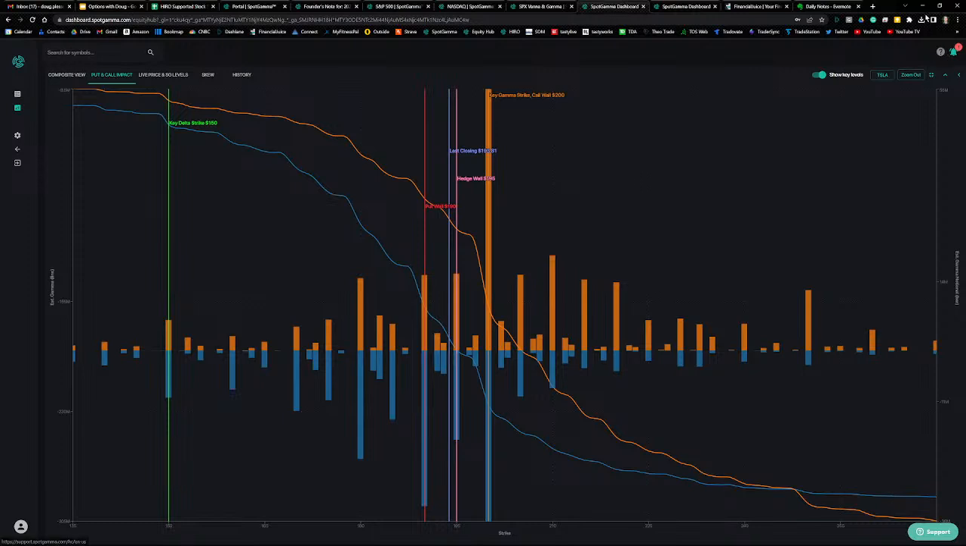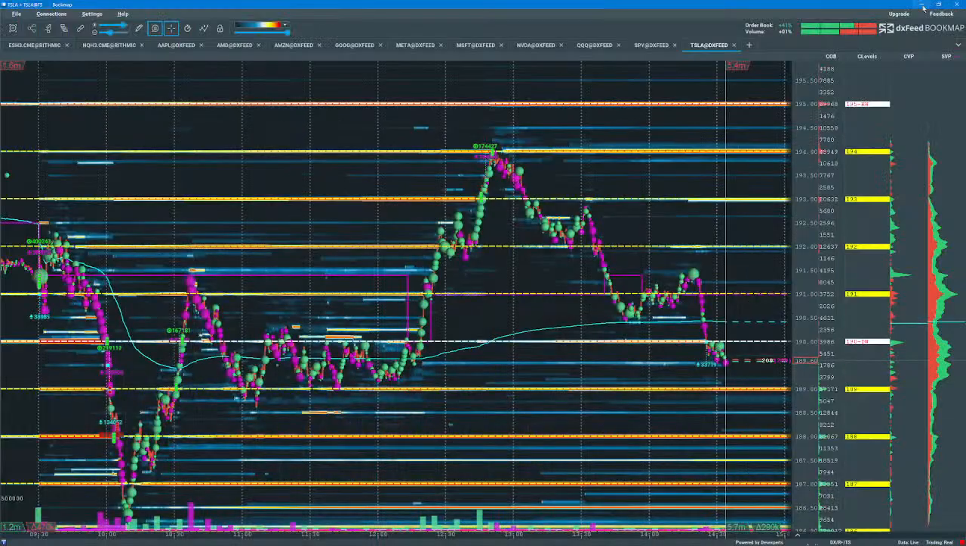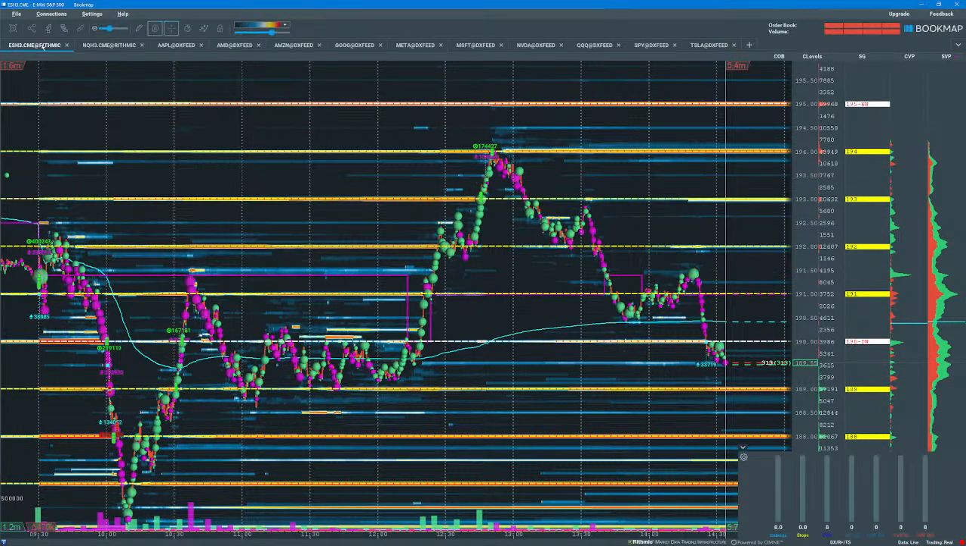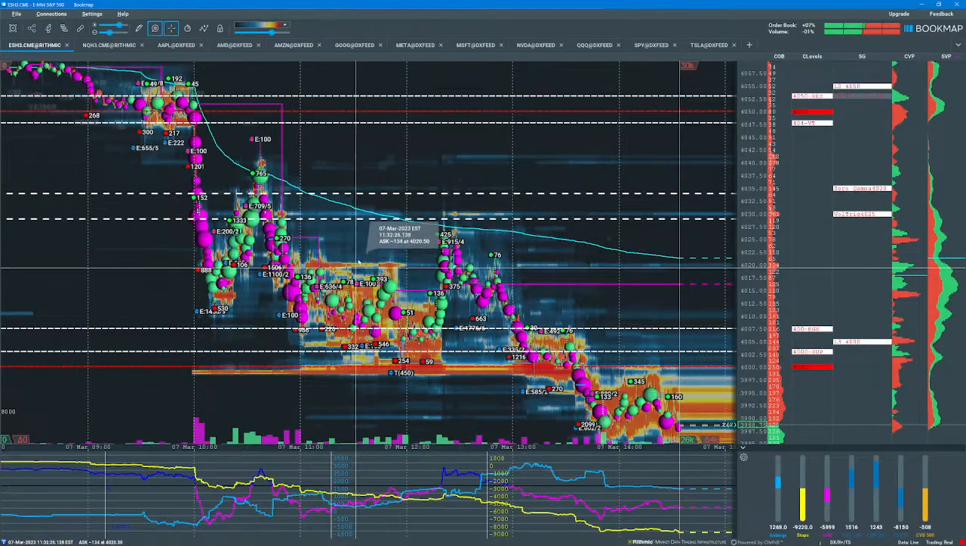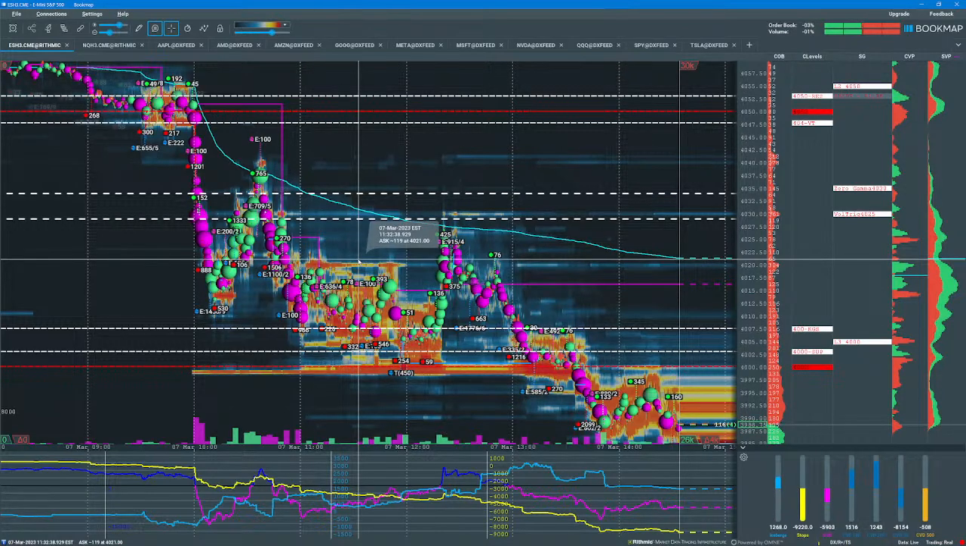All right, let's wrap it up. We'll go to Bookmap now, and there's Tesla. Let's take one final look at the S&P 500. Still trending lower.